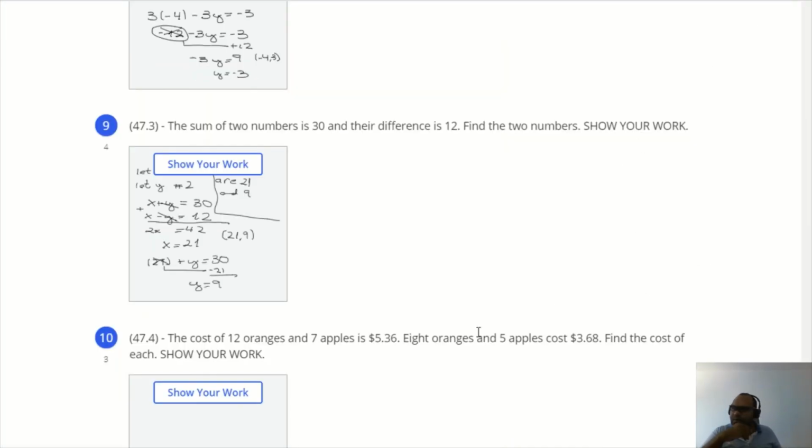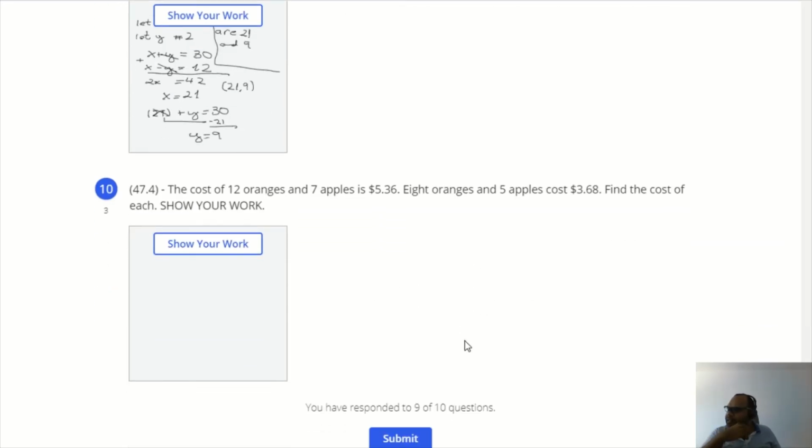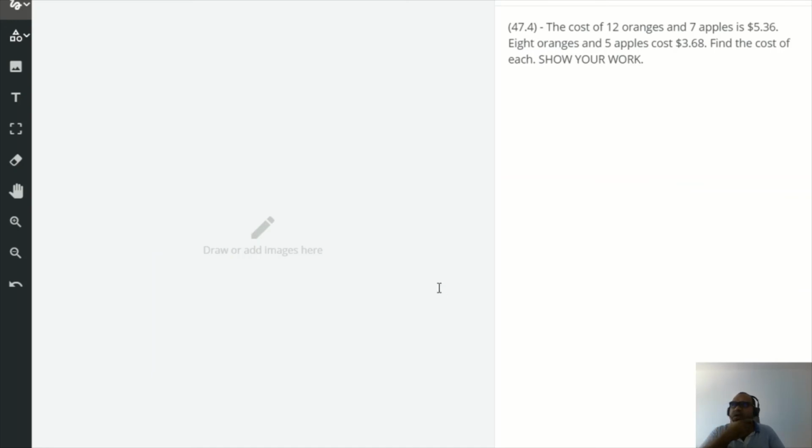Let's go over here, and I think we're working the last one. Great. The last one, number 10. The cost of 12 oranges. Guys, this is pretty easy. The cost of 12 oranges and 7 apples is 5.36. 8 oranges and 5 apples cost 3.68. Find the cost of each.